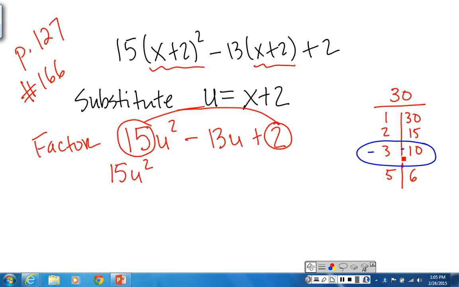Then I'm going to expand the middle term to 2 terms so that we can factor by grouping. So I'm going to put in here negative 3u minus 10u plus 2. And make sure this works. This right here has to be equivalent to this. Alright, and it is. We're going to factor by grouping now.